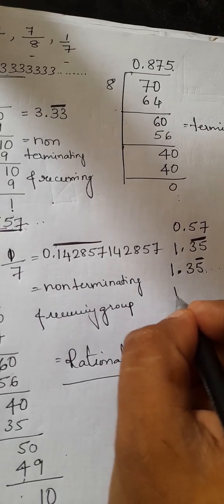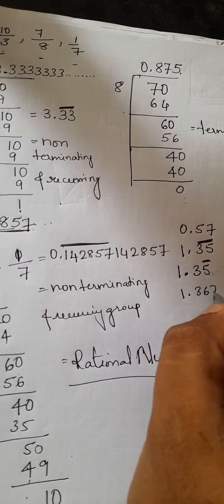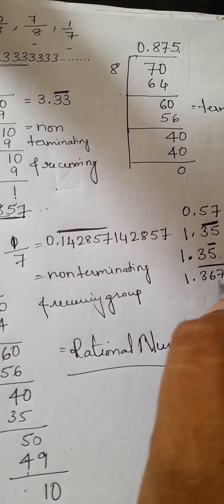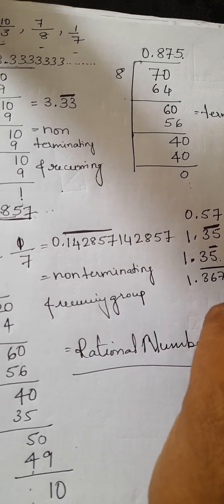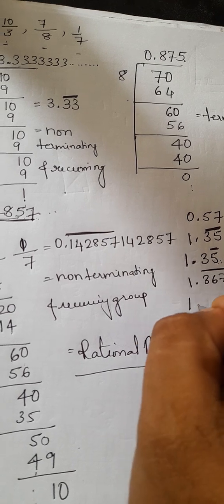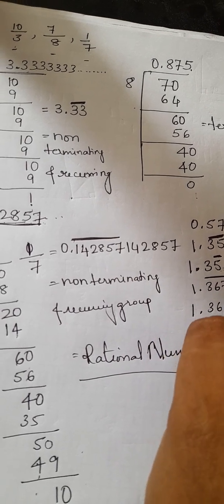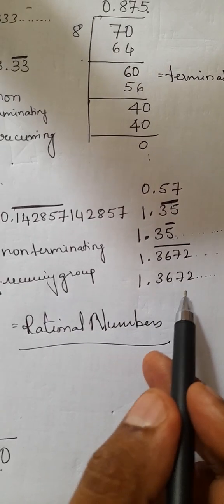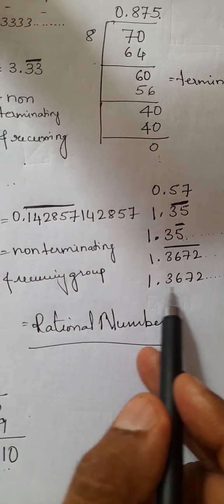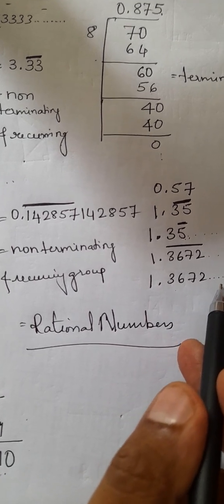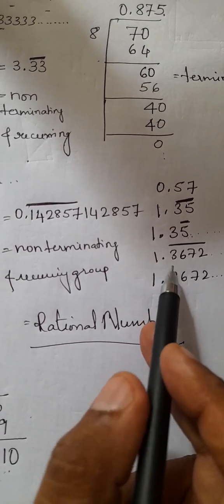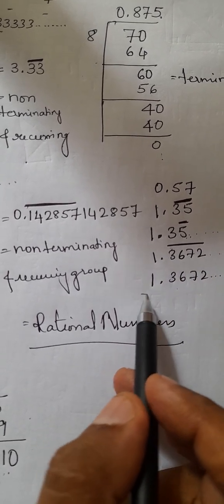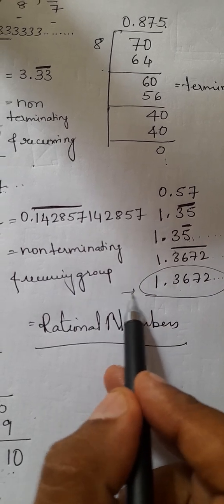Then if I have 1.3672 and I put a bar on this, this is also a rational number which is repeating. Then if I put 1.3672 and so on, this does not qualify as a rational number because I am not sure whether it is repeating. Here I am very much sure because there's a bar which shows recurring, but here there's no bar on the top, so this does not qualify to be a rational number.